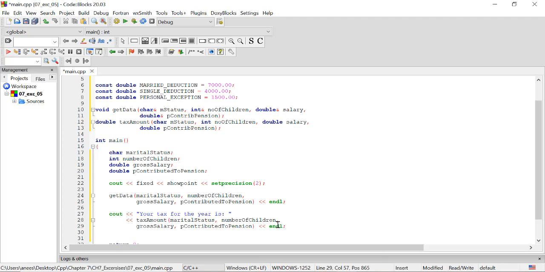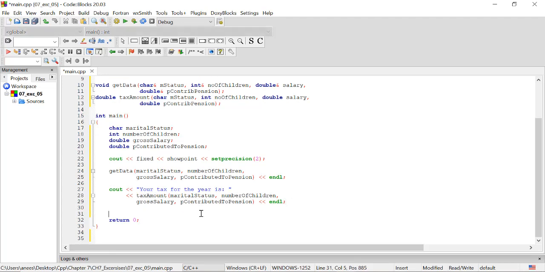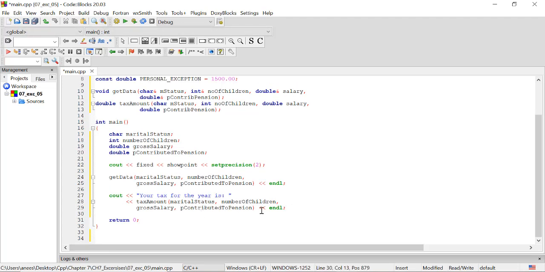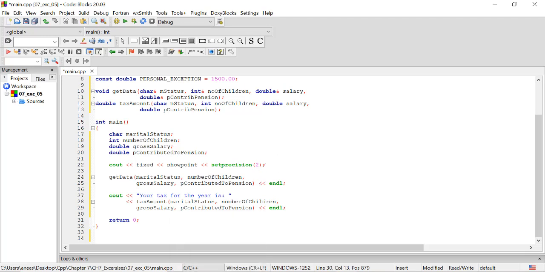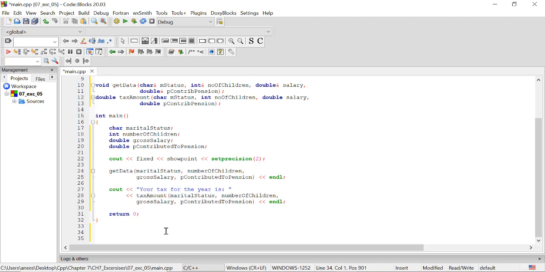And now you can see that that's pretty much the end of the main function. There's nothing else left to do. The most complicated part of this program is the two functions that it uses. So first we need to write in void getData, and now we're just going to copy and paste what's up here.